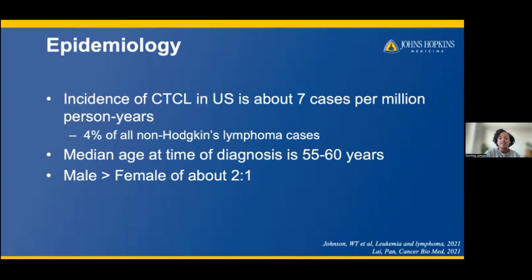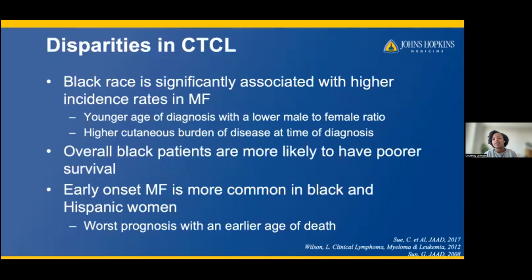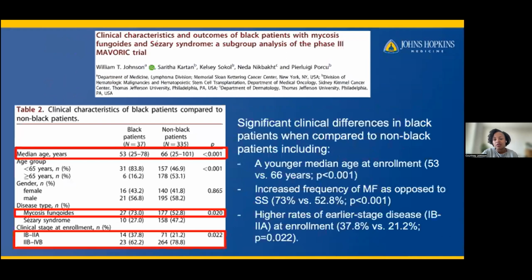Unfortunately, CTCL does have a disproportionate effect by race. Black race is significantly associated with higher incidence rates and overall poorer survival of mycosis fungoides, and these patients tend to present at a younger age. And these findings were even recently validated in some clinical trials.